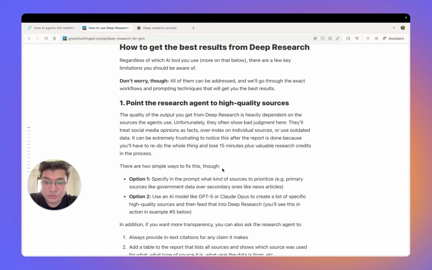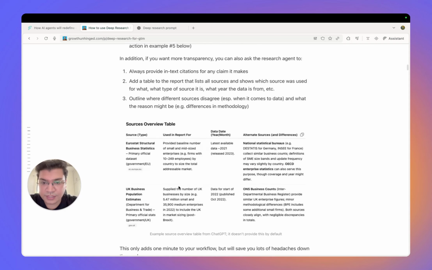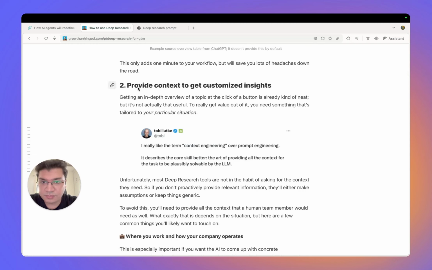The other is that you can ask ChatGPT or Claude to actually give you the high quality sources, and then in your prompt you add that these are the sources that ChatGPT or Claude has to tap into to get you the deep research output, right? That is one. The other is providing context to get customized insight.